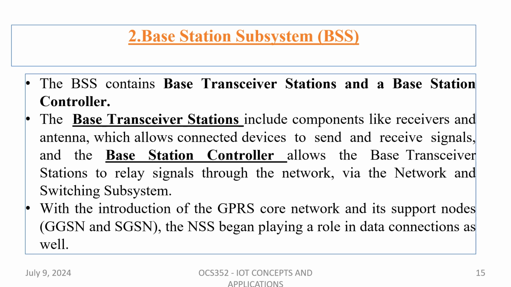Base station subsystem. The BSS contains the base transceiver station and base station controller. The base transceiver station includes components like receivers and the antenna, which allow connected devices to send and receive signals. And the base station controller allows the base transceiver station to relay signals through the network via the network and switching subsystem. With the introduction of GPRS core networks and its support nodes, the NSS began playing a role in data connections as well.